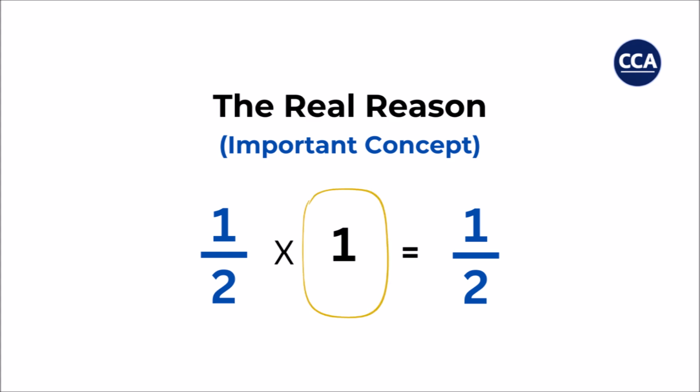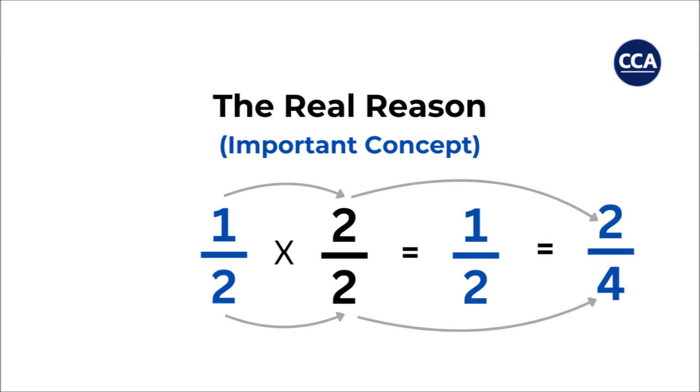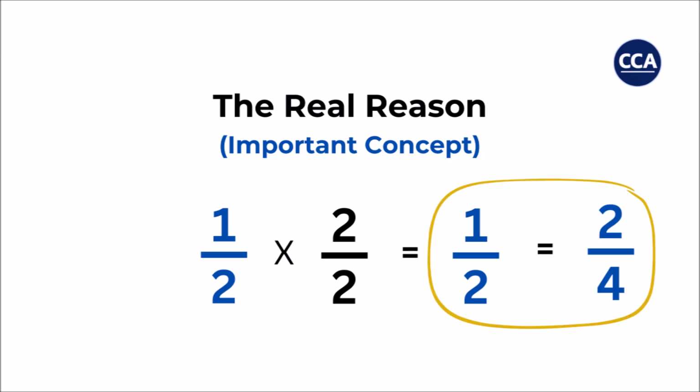Now focus on this multiplicative identity. What if we replace it with a fraction of the same value, that is 1? It will not change the result, right? So, I am going to replace it with 2 over 2, which is technically equal to 1. Now, by multiplying the numerator by the numerator and the denominator by the denominator, we will get 2 over 4, which is still equal to 1 over 2.